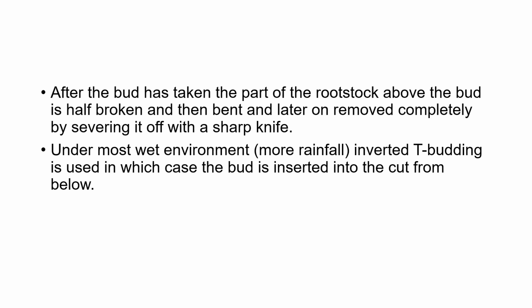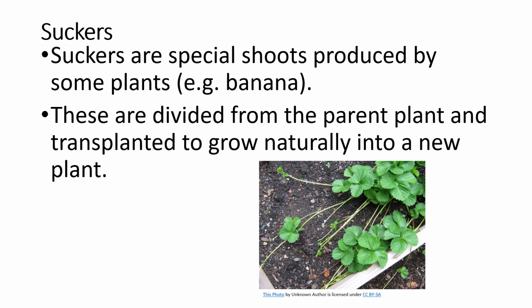Under most wet environments, with more rainfall, inverted T budding is used, in which case the bud is inserted into the cut from below. Suckers. Suckers are special shoots produced by some plants, for example banana. These are divided from the parent plant and transplanted to grow naturally into a new plant.